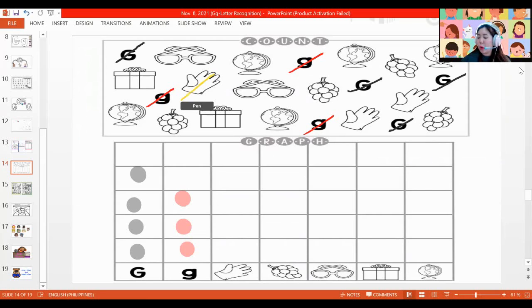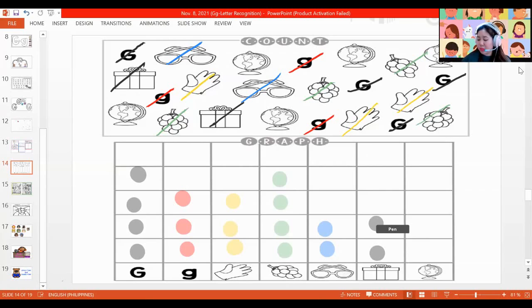Mark and count. 1, 2, 3. 1, 2, 3. And let's look for the grapes. 1, 2, 3, 4. 4 grapes, 4 dots. 1, 2, 3, 4. Now let's look for the glasses. This time, 1, 2, 2 only. So 2 dots. 1, 2. Now let's look for the gifts. Let's mark and count. 1, 2. Still 2, 2 dots. 1, 2.